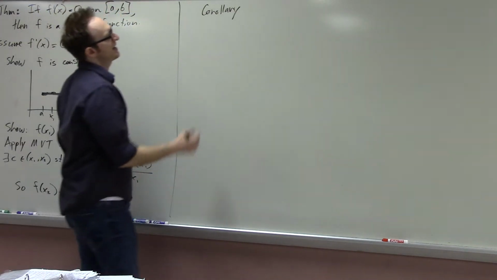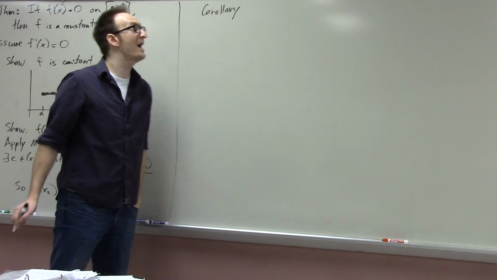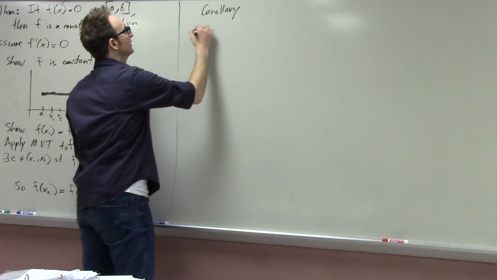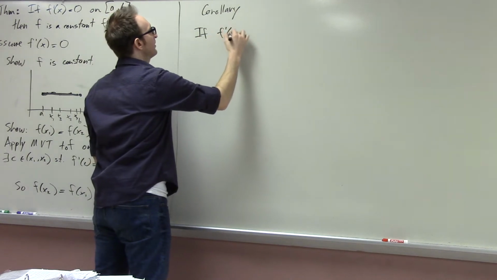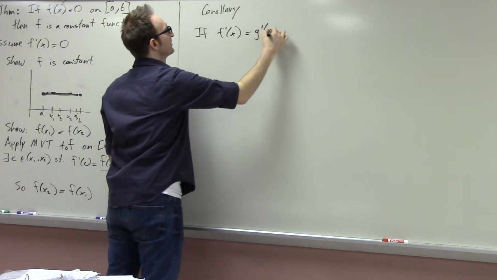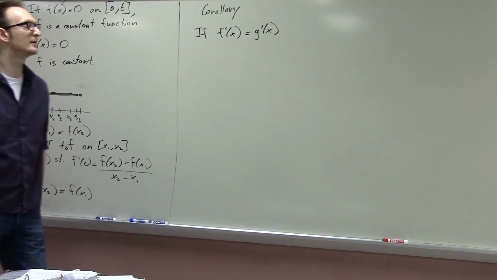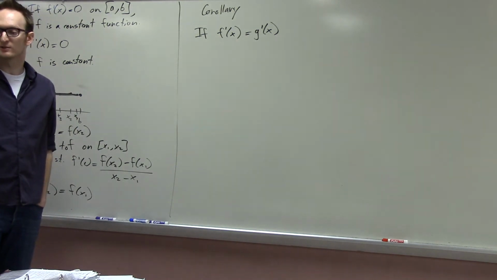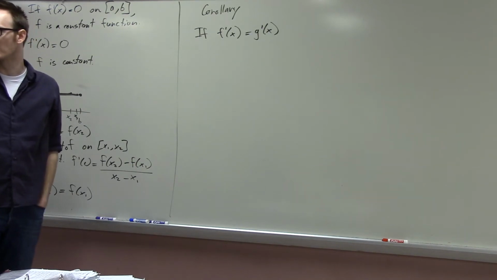What can I say, or maybe not quite that much. What can I say about if 2 functions have the same derivative? So if f prime of x equals g prime of x, then what can I say? They are parallel. About those 2 functions. Think about it for 10 seconds. I mean, I know we kind of did this already, but.